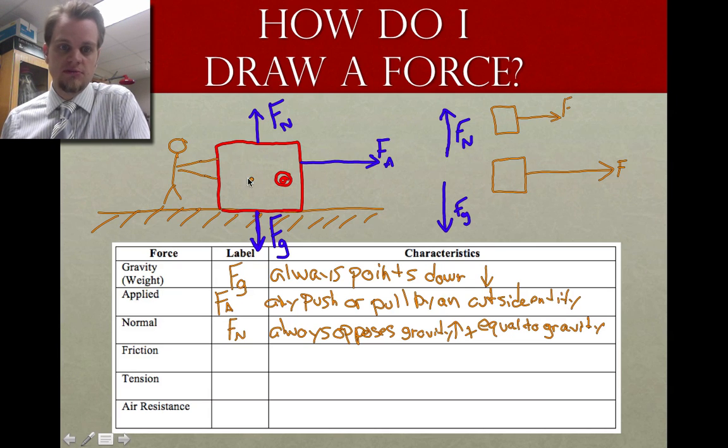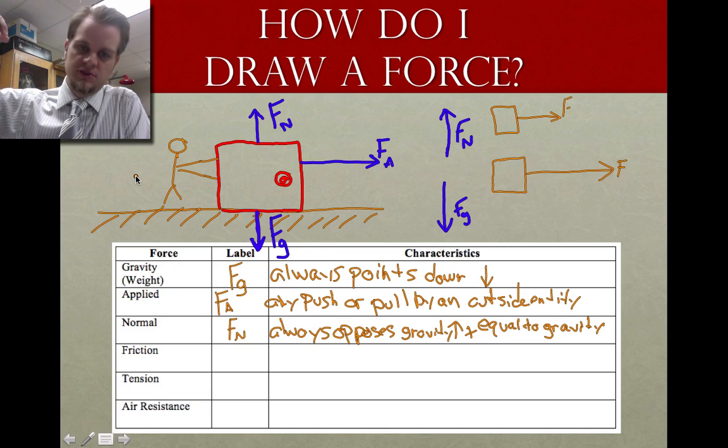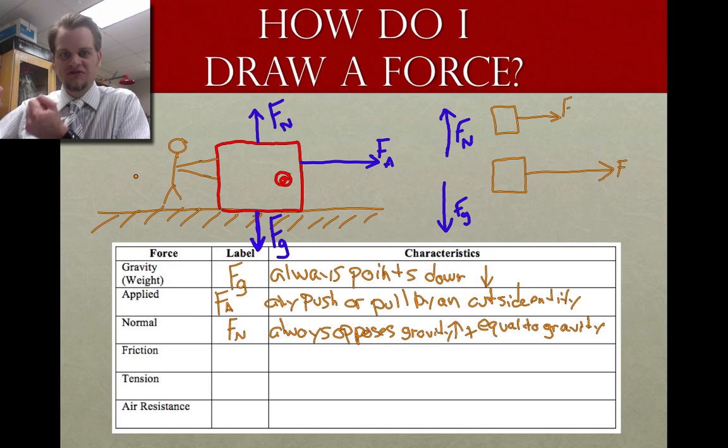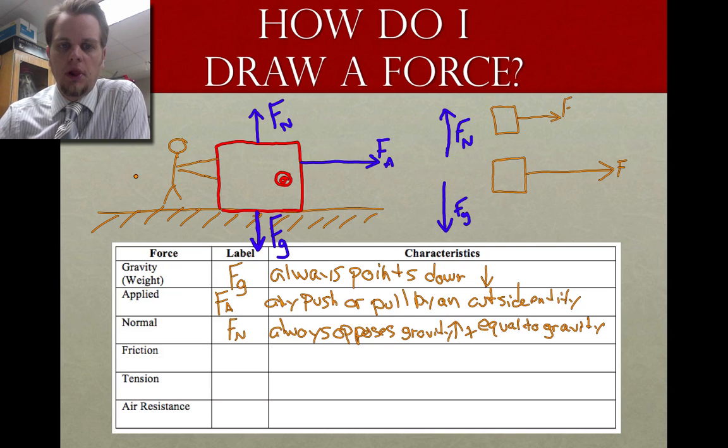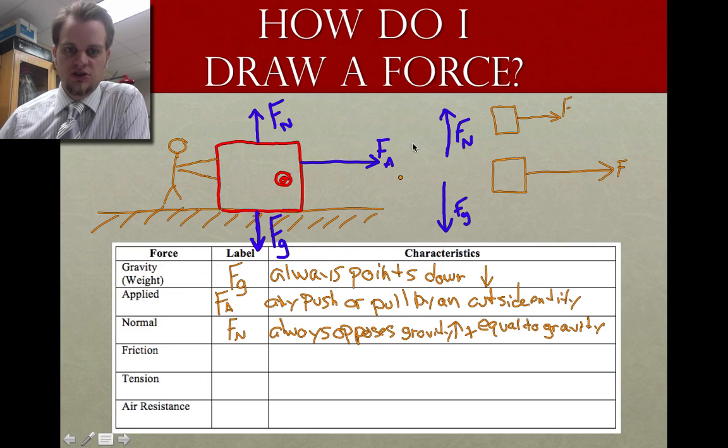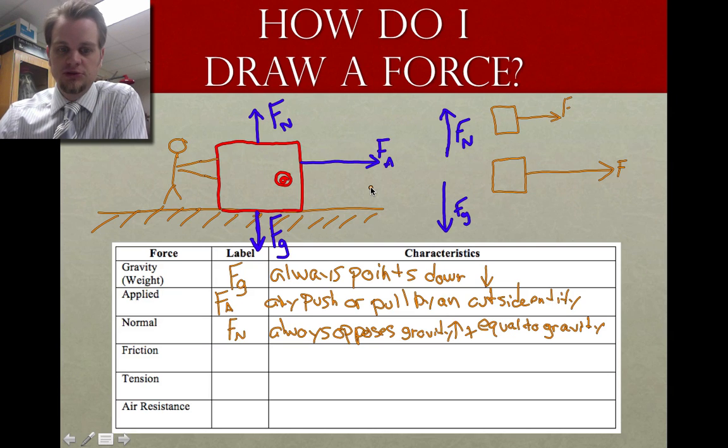Maybe it's to the right, maybe it's to the left, maybe it's down. Maybe someone's pushing down on the safe. Maybe someone's lifting the safe. It's just an applied force, okay? So, again, this might change. This whole diagram might be completely different depending on your situation, okay? But the force applied could be in any possible direction.